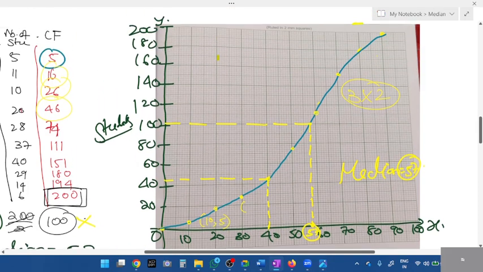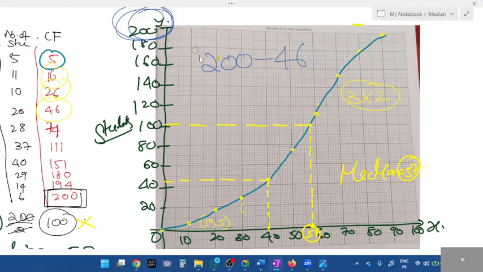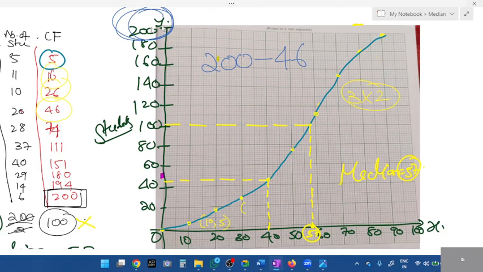Now, what is the total number of students we have? Look at the y-axis. Total number is 200. In 200, if 46 fail, how many have passed? Can you see this? Above 40, all this pink one, everyone has passed, right? This is how you calculate. 200 minus 46, sorry, 154. 154 students have passed, but 46 have failed.